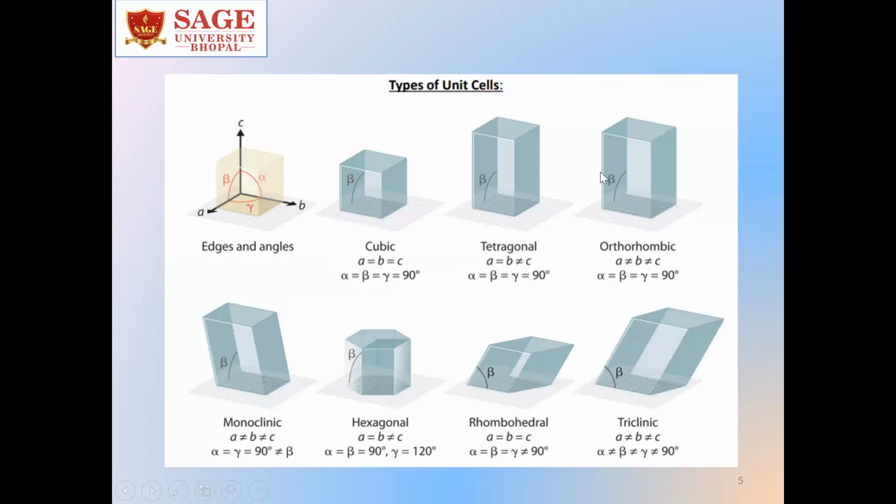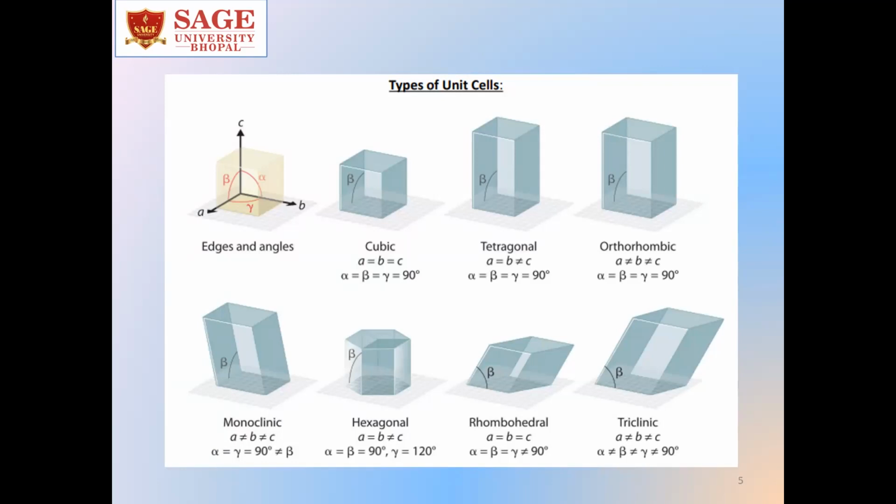Orthorhombic system, A is not equal to B is not equal to C. So all the lengths are different, but alpha equals beta equals gamma equals 90 degrees. So for cubic, tetragonal and orthorhombic, all angles are 90 degrees. In case of monoclinic, A not equal to B not equal to C and alpha equals gamma equals 90 degrees, but beta is not equal to 90 degrees. For hexagonal, A equals B not equal to C, alpha equals beta equals 90 degrees, gamma equals 120 degrees. So that is also defined.